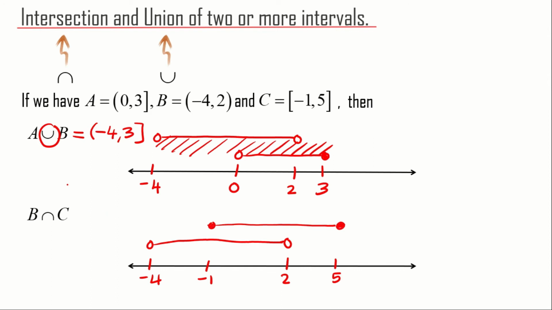Okay, then what we are looking for here is the intersection. So intersect where we have the common values. So basically B intersect C is from -1 until 2, where -1 is closed, so we represent it by using the square bracket, and 2 is open, so we use the round bracket.